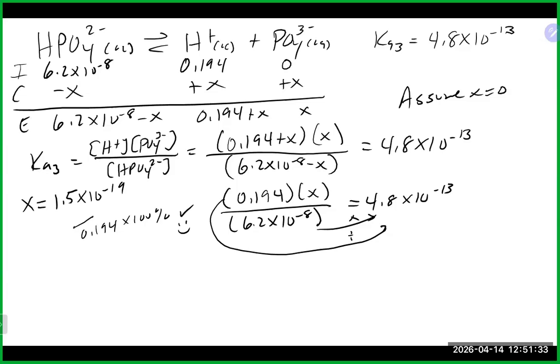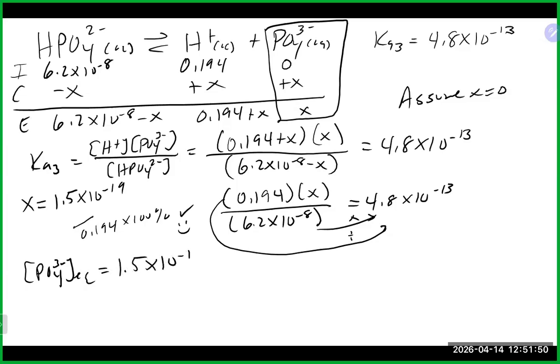Again, we're not even near 0.1%. So what does that give us? That does give us our concentration of phosphate at equilibrium, which is 1.5 times 10 to the minus 19.